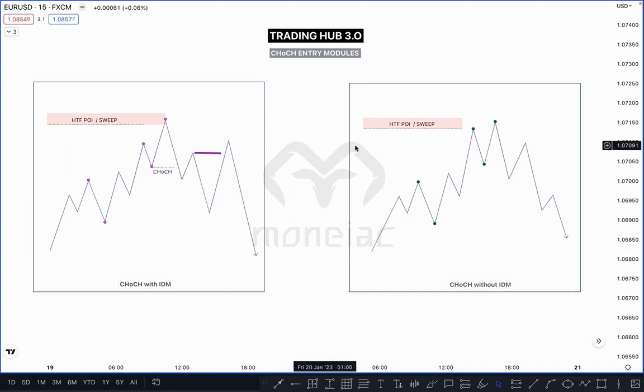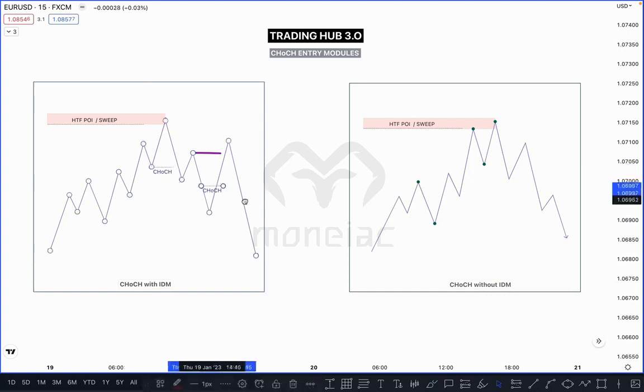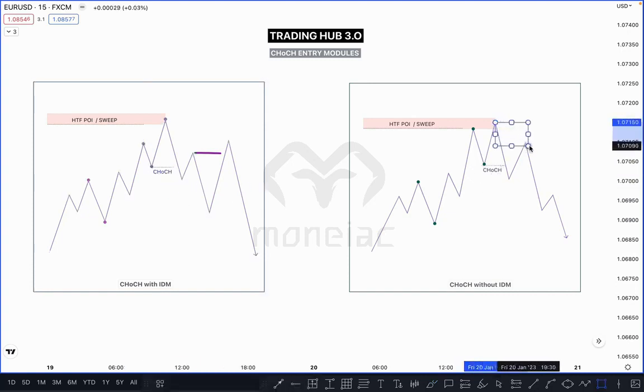Now let me show you another diagram. In the next diagram you can see this one is our CHoCH without inducement. In this case you don't need to wait for inducement, you can immediately sell after taking out the previous high. Let me explain. When the market taps your PD zone and sweeps this higher time frame level, what happens here? You have to follow a similar rule. After the CHoCH you can sell here. Look at this one. This one is our change of character. You can immediately sell here in this case.